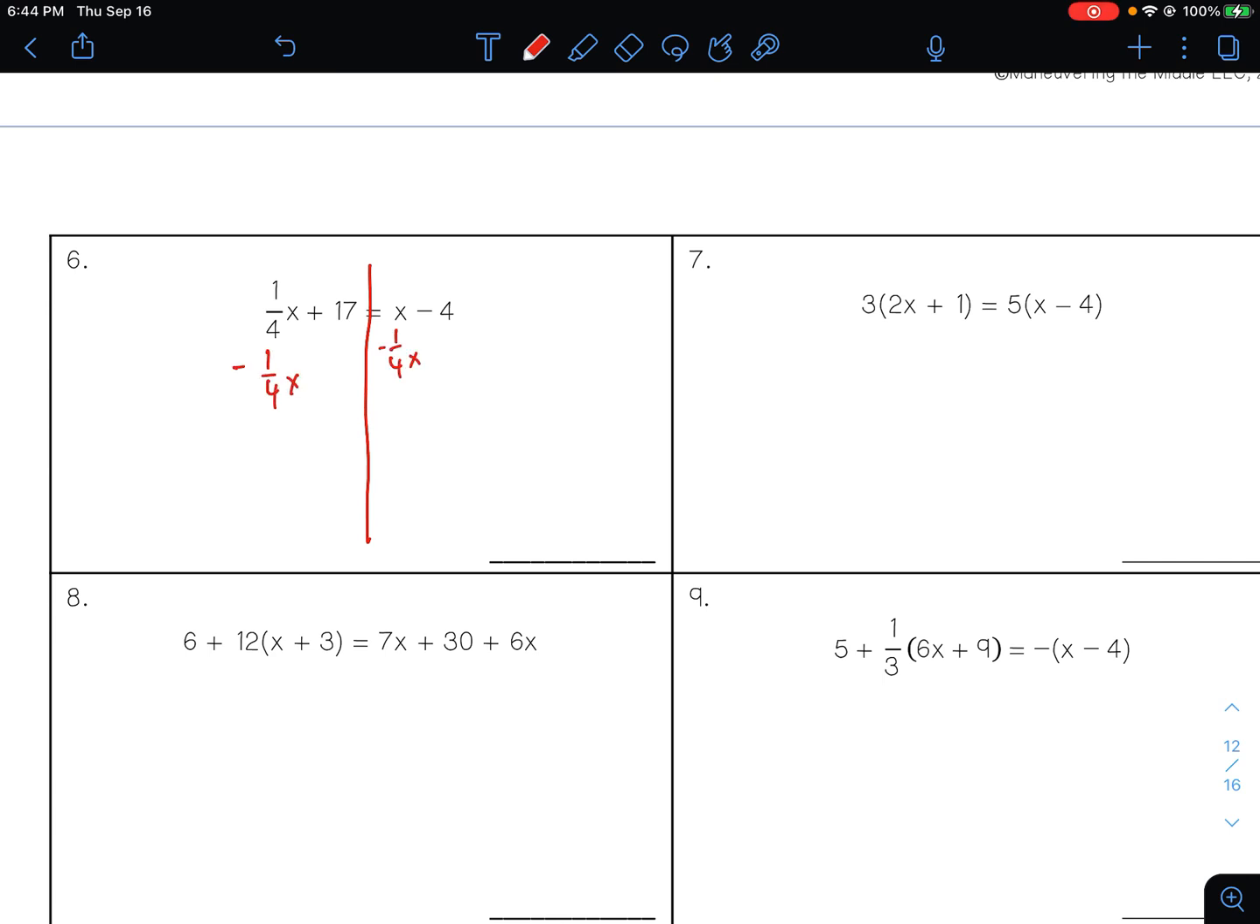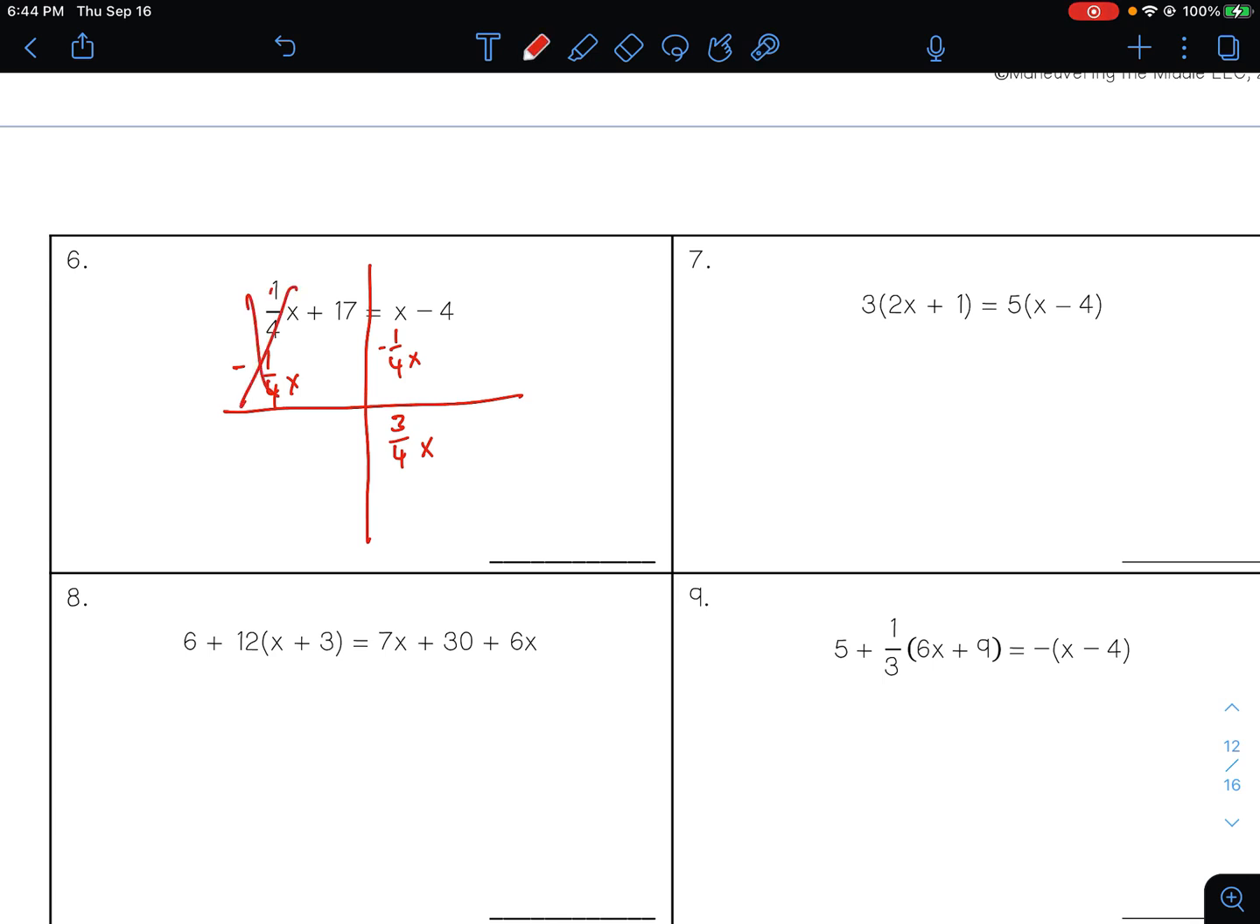Subtract 1/4 x, which gets us 3/4 x. So this is basically 4 over 4 x. What's 4 over 4 x minus 1/4? It's 3/4 x. And I can bring down the minus 4 and the plus 17, but instead of wasting my time doing that, I know my variables are on the right side because this just got canceled right there.